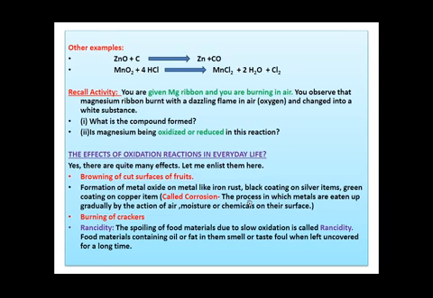So what is corrosion? The process in which metals are eaten up gradually by the action of air, moisture or chemicals on their surface. We are going to study this corrosion and oxidation later in another chapter of chemistry. Burning of crackers is also an oxidation reaction. Rancidity. What is rancidity? Many questions are asked in board regarding this rancidity also. The spoiling of food material due to slow oxidation is known as rancidity.